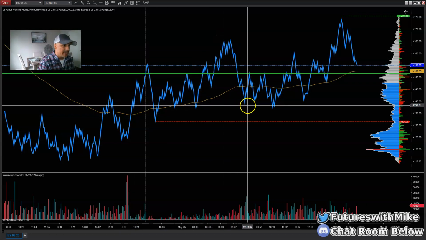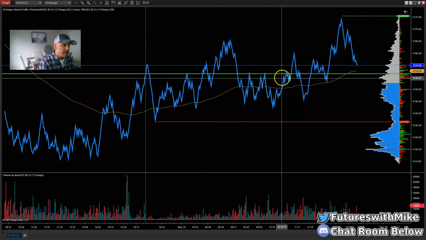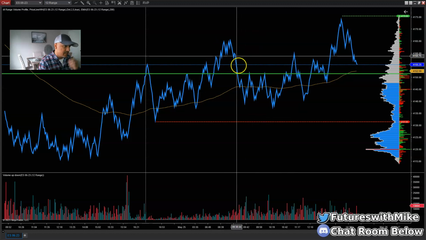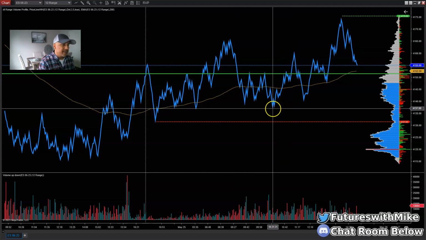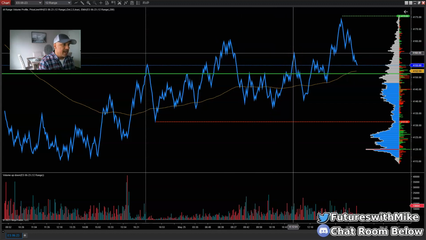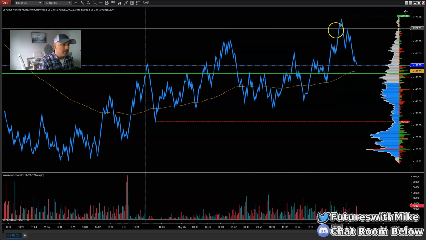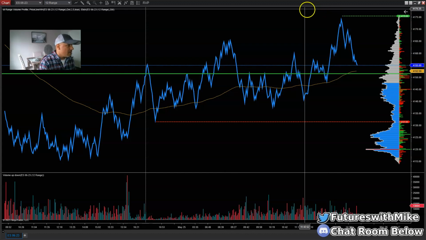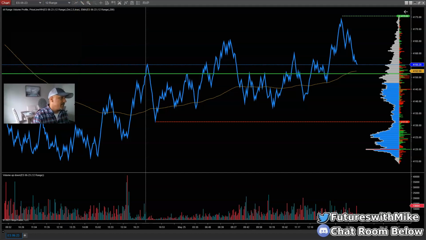Then we get a nice pullback here, okay? Pushes lower here. We're within this leg right here, or this swing to the upside. So we have that low here. We have a high, a higher low, boom, break of structure right here. So we have a new high up here, okay? Now what I want to show you, we're going to mark off the breaks of structure, because that's really important.